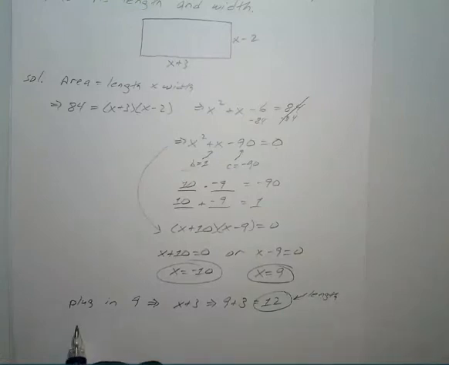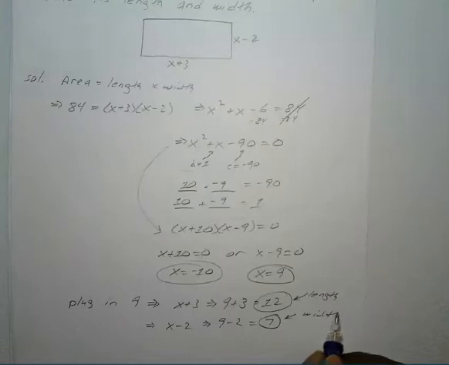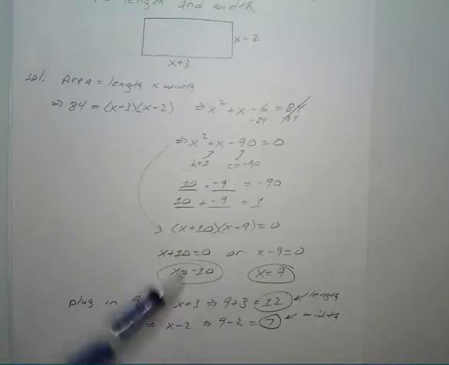Now if you plug in x minus 2, that would be 9 minus 2, which is 7, which is your width. Okay. Remember, if you plug in a value and you get a negative length or a negative width, you can't use that value because there are no negative length and width. Alright, so again, if you're still writing, feel free to press pause, but we're going to move on to our next example.